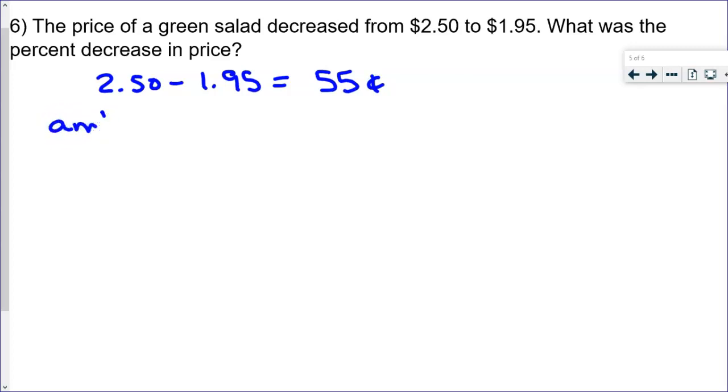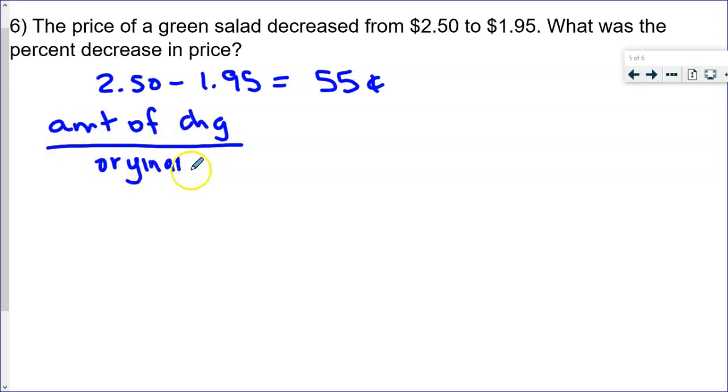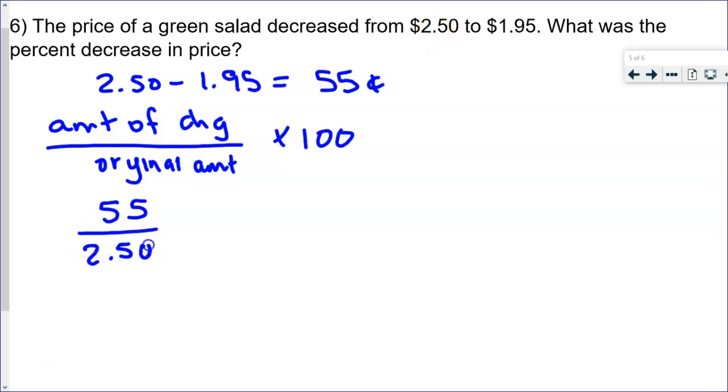I'm going to put the formula again. Amount of change, just going to abbreviate here, over the original amount times 100. So amount of change was 55 cents. Divide by the original amount, which was $2.50. Sorry, no decimal here, 250. Let me rewrite that. 55 over 250. Because we're going cents, right? So I changed it to 250. I just did that in my head. I don't want you to have to write that out.